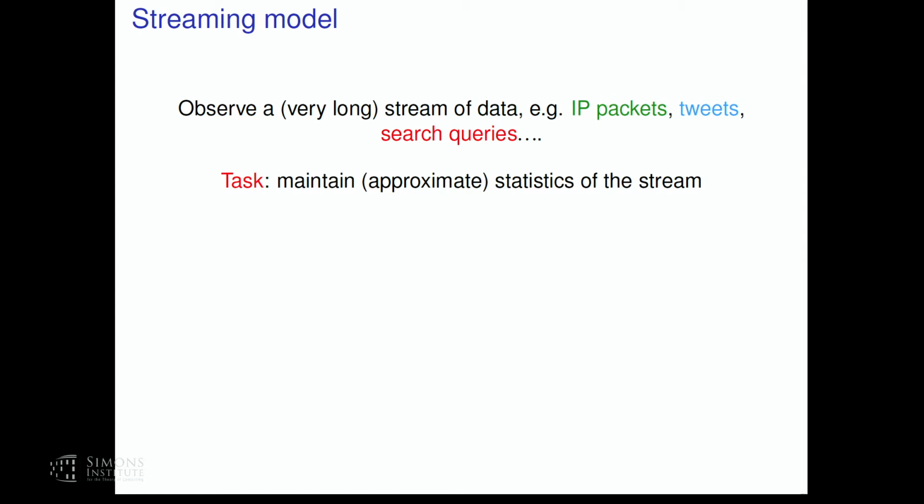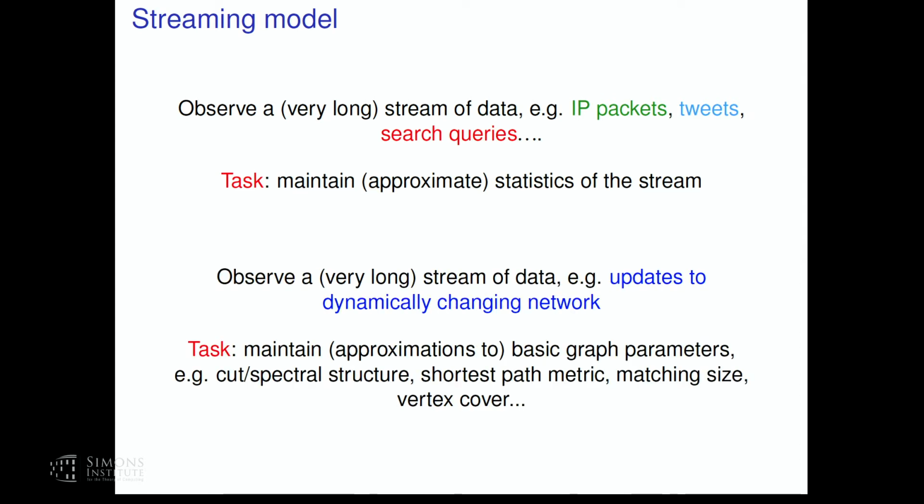This was the classical motivation for the streaming model, and more recently, the question of processing massive graphs in the data streaming model has received a lot of attention. These days, we care about more complicated statistics of data streams. Think of a very long stream of edges of a graph, where the edges perhaps arrive and possibly depart. At every point in time, we want to be able to stop our algorithm and ask it about basic graph parameters for the graph that we have received so far. For instance, perhaps approximate the cut structure of the graph, the spectral structure of the graph, something about the shortest path metric, matching size, vertex cover, and other questions.